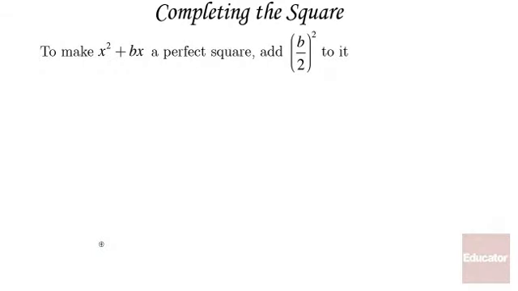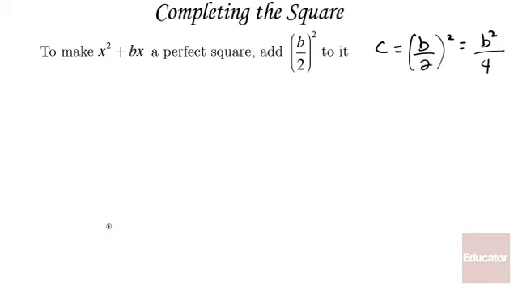Sometimes you don't have a perfect square trinomial. In that case, what you can do is actually complete the square. You can make it into a perfect square. What I just said is that the constant term in a perfect square trinomial equals b over 2 squared, or I like to just use b squared over 4, but it's the same thing either way.